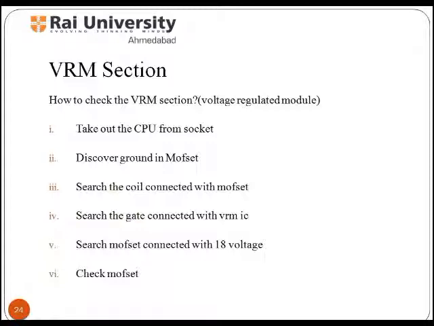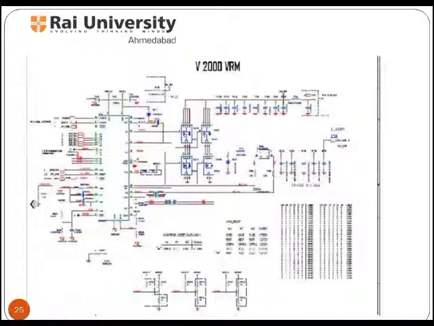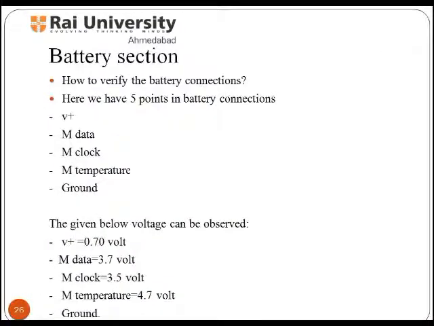For this, first take out the CPU from the socket and identify the ground and MOSFET. Now search for the coil connected with its MOSFET and the gate connected to the VRM IC. After this, search for the MOSFET connected with 18 volt and perform the checking operation on this MOSFET. You can see the block diagram representing different parts of the VRM section. Now let's study battery section connection and identification. Here you can see 5 points in the battery connection. These points are positive voltage, M data, M clock, and the other 2 points are M temperature and ground.